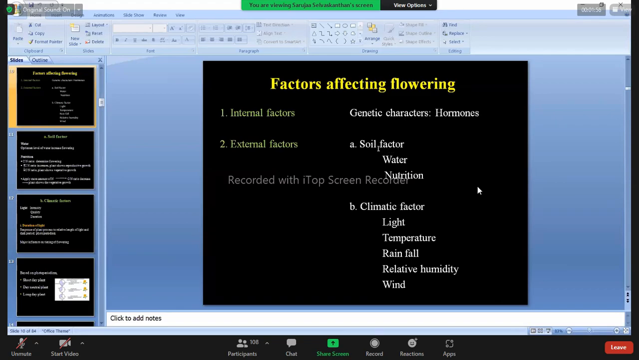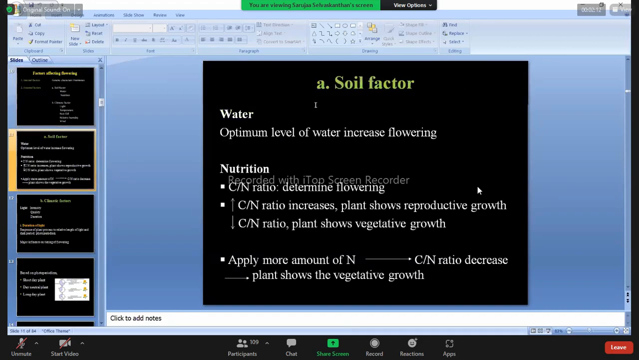Under the soil, there are two main factors, water and soil nutrients, right? And under the climate, light, temperature, rainfall, RH and wind, right? Among the soil factors, we studied how soil moisture content affects flowering, right? If the plant undergoes water stress, it definitely affects flowering. The size of the flowers becomes small and the number of flowers also becomes low.